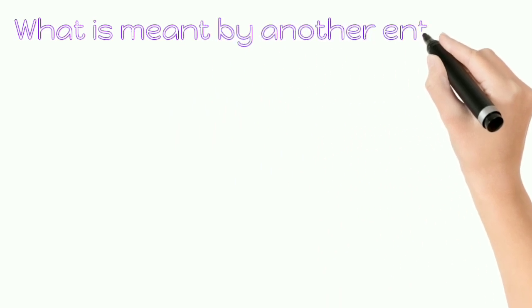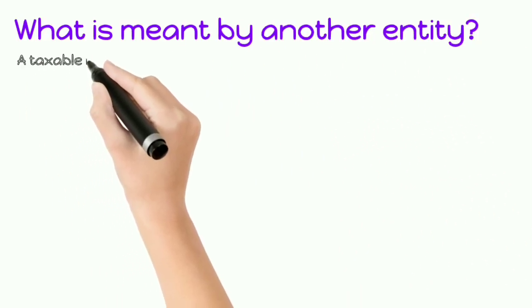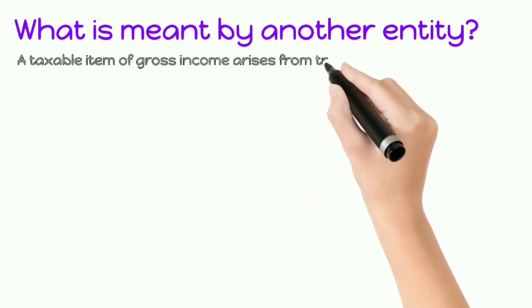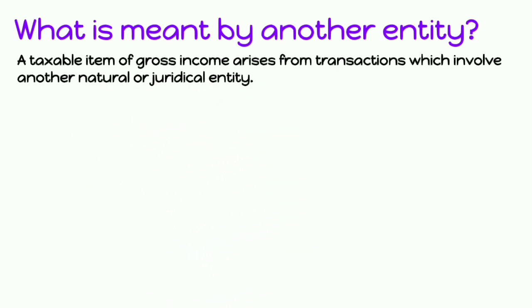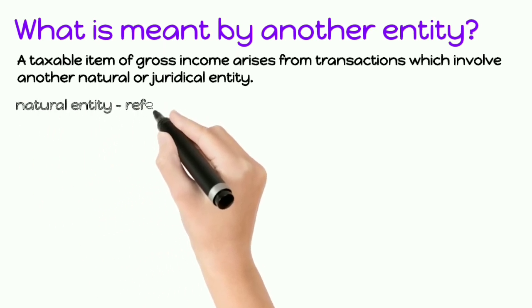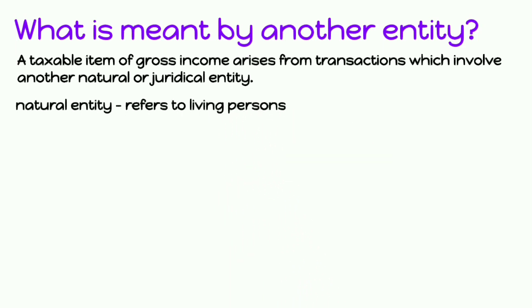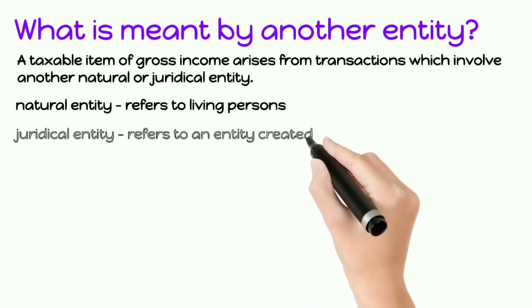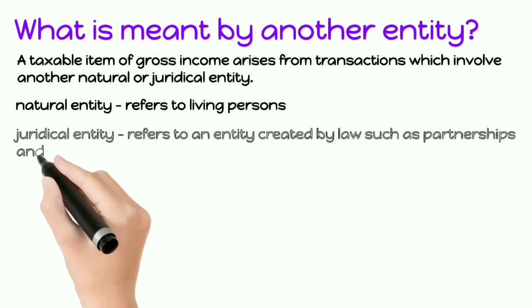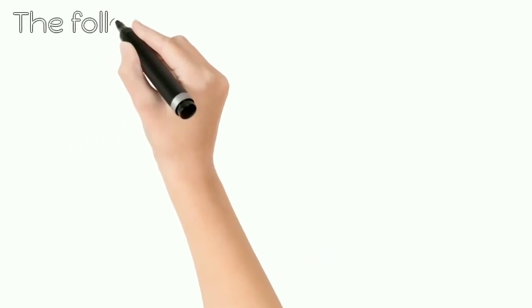What is meant by another entity? A taxable item of gross income arises from transactions which involve another natural or juridical entity. So that means by residual definition, yung income that arises from transactions which involve the same entity is not taxable. Pag sinabi nating natural entity, it means living persons, while juridical entity refers to those created by law, such as partnerships and corporation. The following are taxable.